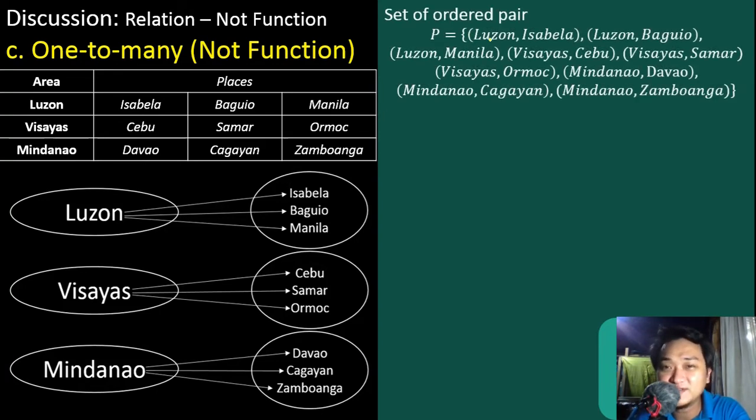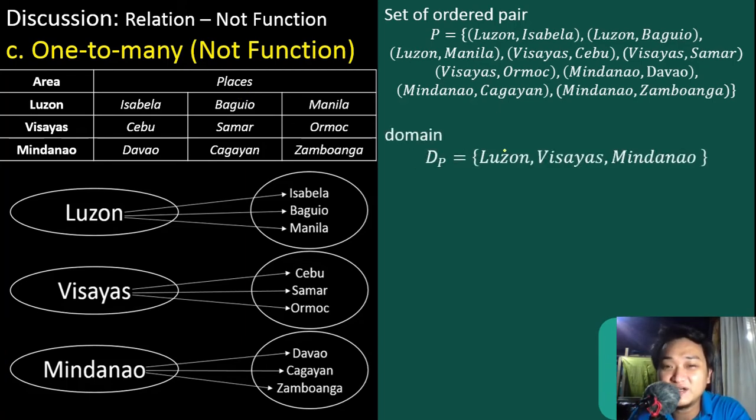So, the set of ordered pair will be Luzon to Isabela, Luzon, Baguio, Luzon, Manila, and so on and so forth. Ang kinaibahan niya sa ibang function like one-to-one correspondence at saka many-to-one correspondence. Itong si one-to-many is not considered a function. Mamaya ipapakita natin kung bakit hindi siya function.